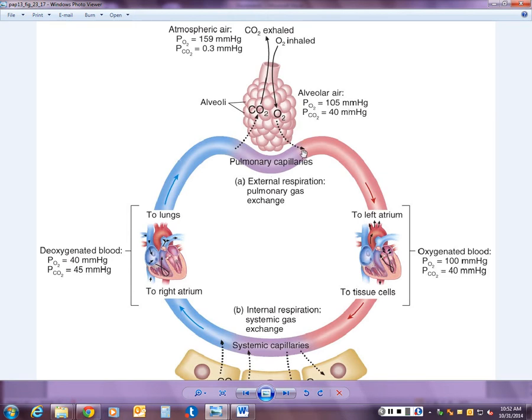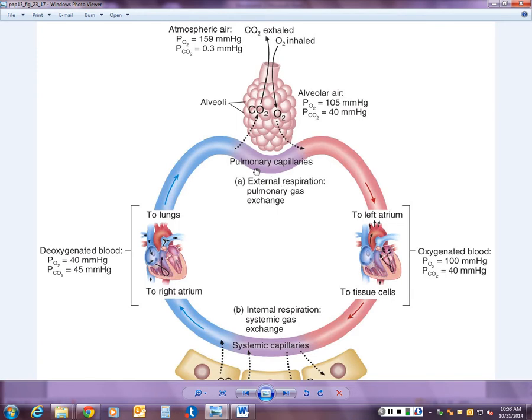If we take a look at the partial pressure of oxygen in the deoxygenated blood, which is flowing into those pulmonary capillaries, it's 40. 105 is greater than 40. Oxygen goes from the higher partial pressure to the lower partial pressure, and oxygen would diffuse in the blood. Exactly what we said should happen during external respiration.